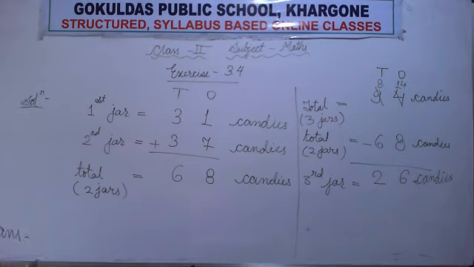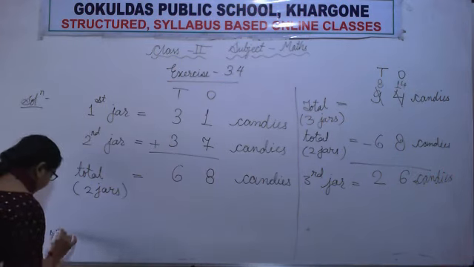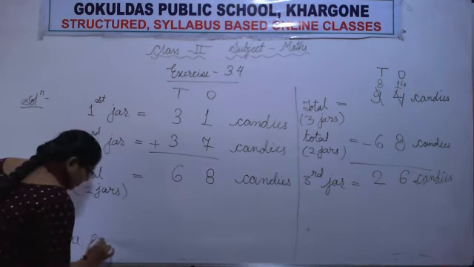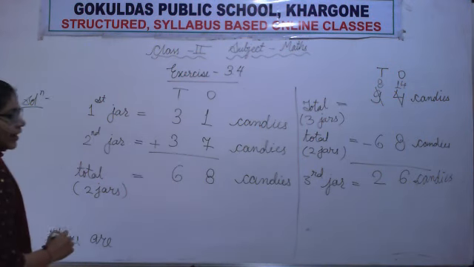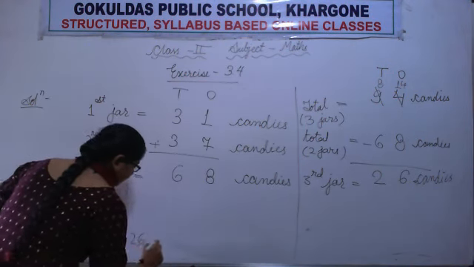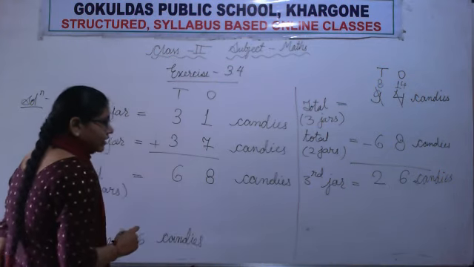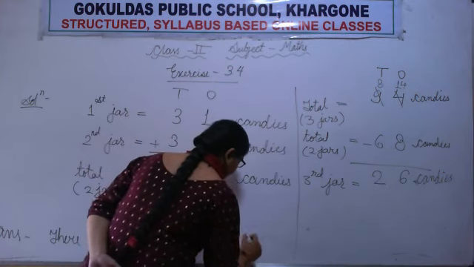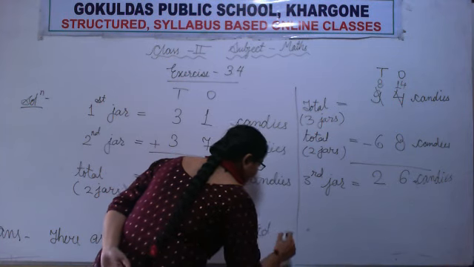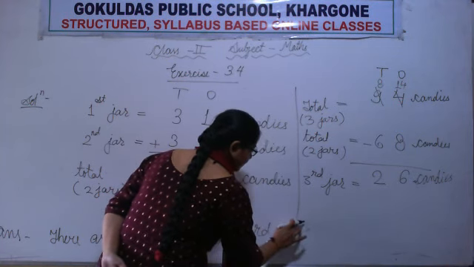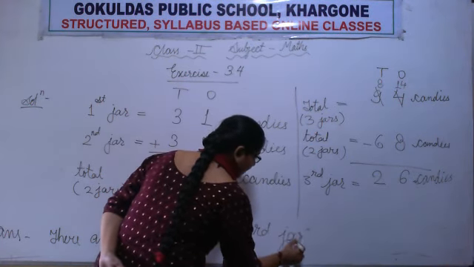How many candies are there in the third jar? So, we will write there are 26 candies. There are 26 candies in the third jar. Okay?